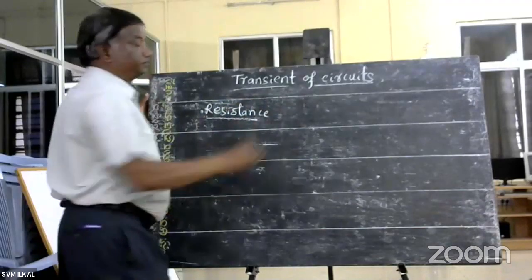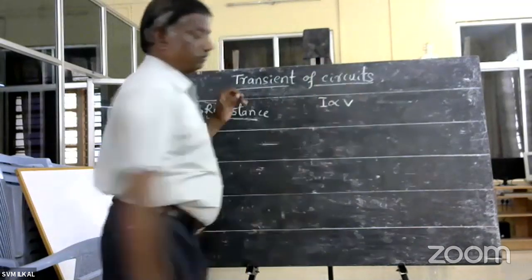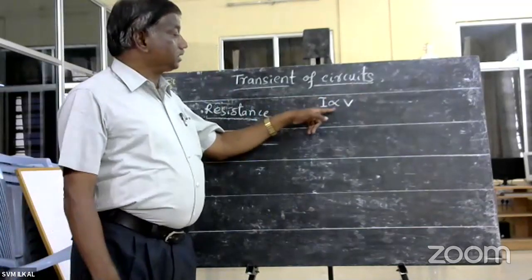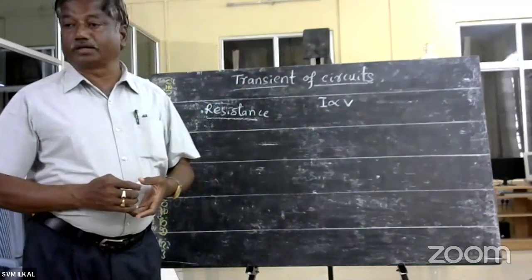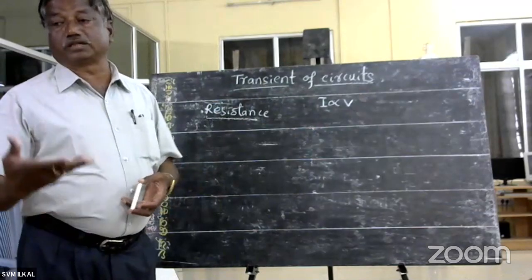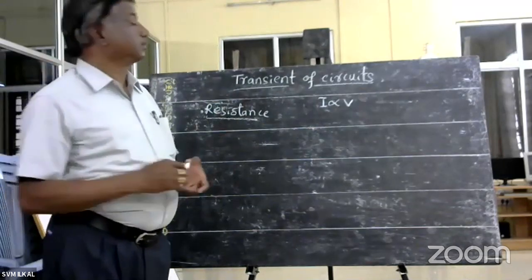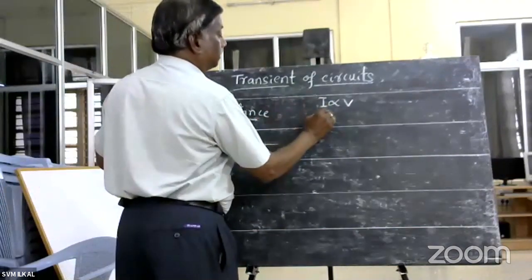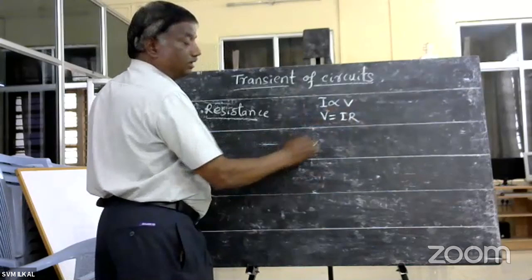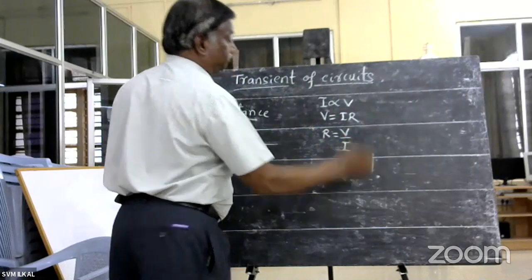According to Ohm's law, V is directly proportional to I, where I is the current through the conductor and V is the potential difference maintained across the ends of the conductor. Whenever you increase the voltage across the conductor, there is an increase in current. When the voltage decreases, current also decreases. That's why you can write the equation V equal to IR, where R is the resistance of a conductor. That's why R is equal to V by I.